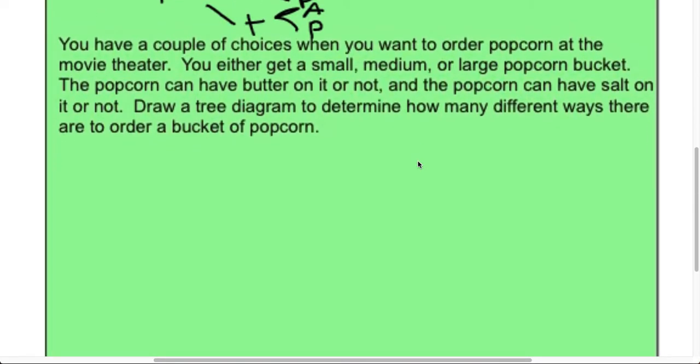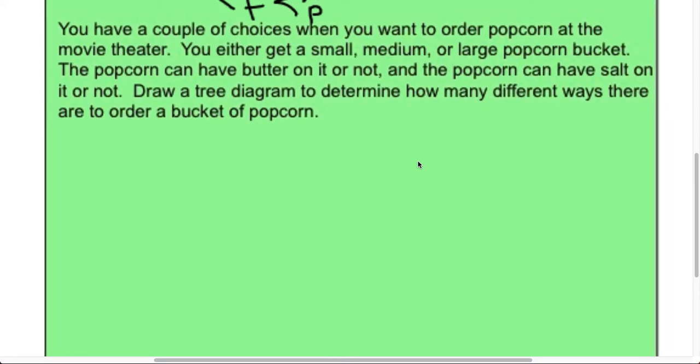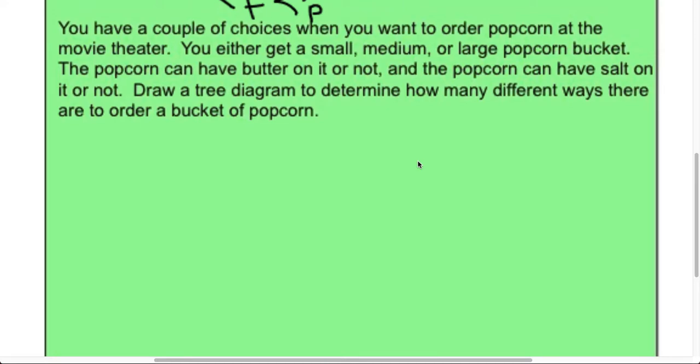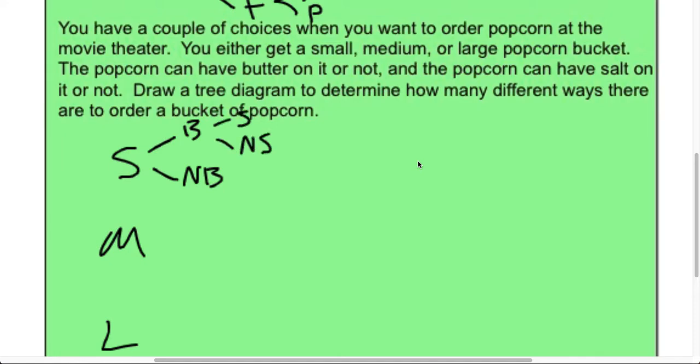You have a couple choices when you want to order popcorn at the movie theater. You can either go small, medium, or large. Then you can have butter or no butter. Then you can have salt or no salt. Draw a tree diagram to determine how many different ways there are to order a bucket of popcorn. And so again, the different sizes are kind of your roots here. So you could do a small, a medium, and a large. Then from there, you could decide to go with butter or no butter. You could go with salt or you could go with no salt.